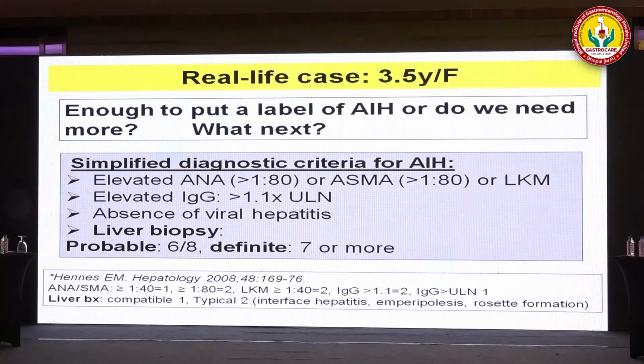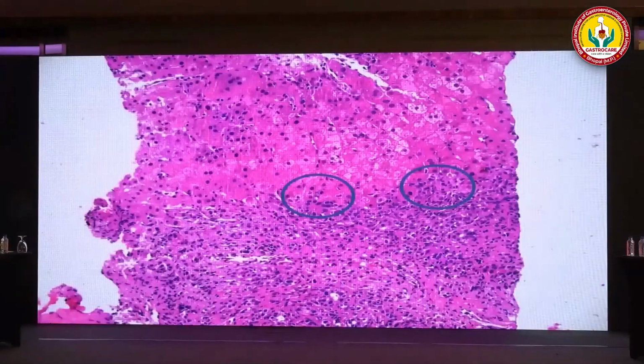It is very simple. You need just 4 parameters. Elevated autoimmune markers more than 1:80, you give 2 marks. Elevated IgG more than 1.1, give 2 marks. You get the absence of viral marker, another 2, and liver histopathology, if it is suggestive, give 2. So already this child without biopsy scores 6. You need to have a 6 to say probable, 7 or more is definite autoimmune hepatitis. So, but you did the liver biopsy to make it definite.